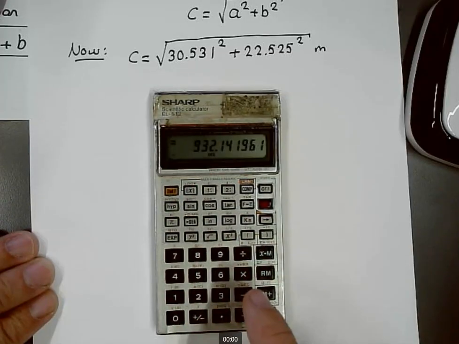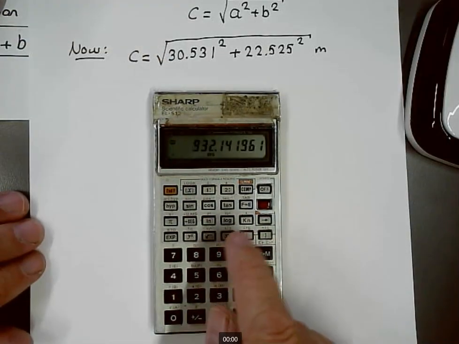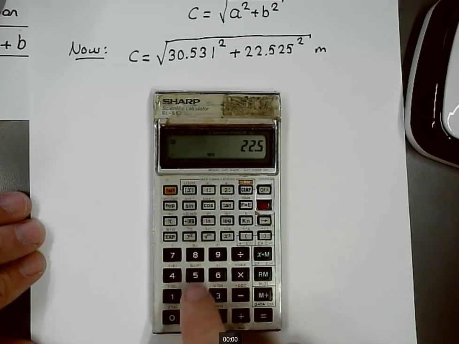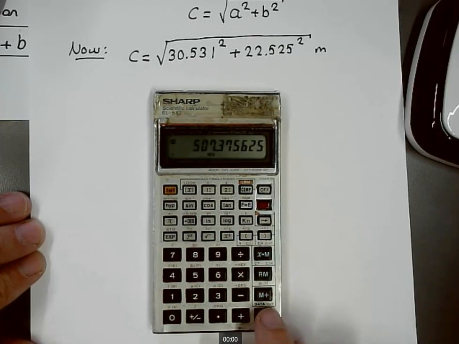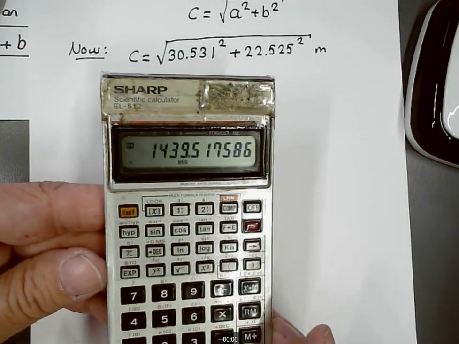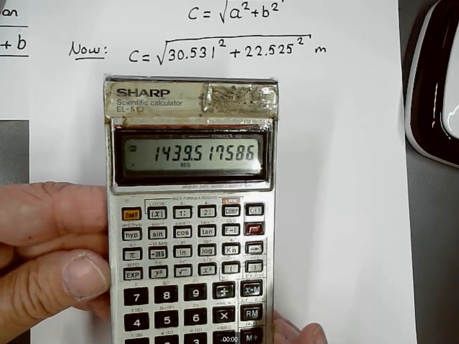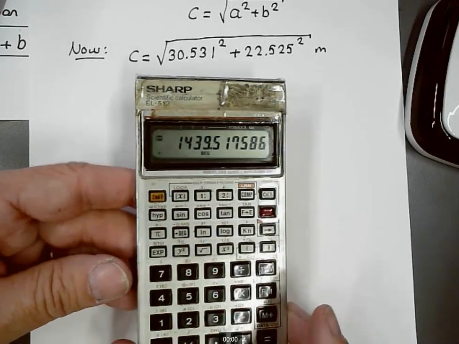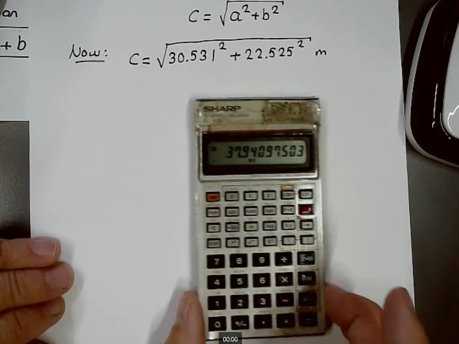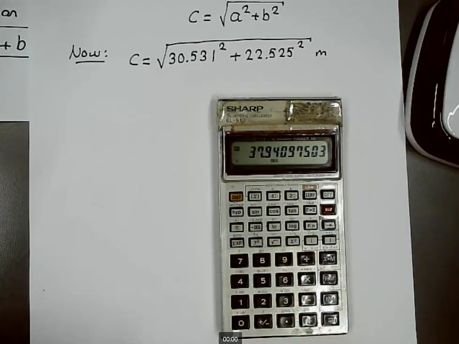That was 30 squared about, and then 22.525 squared and equals. So this number is inside the square root, and then we take that square root with this button here. And here we get the result.